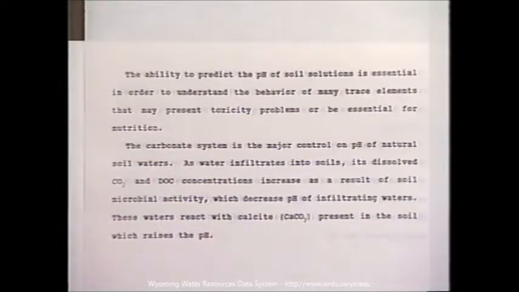Okay, the major control for pH in soil solutions is the carbonate system. How that works: as water infiltrates into soils, its dissolved carbon dioxide and dissolved organic carbon concentrations increase as a result of soil microbial activities. Once you increase those two, the pH of infiltrating waters will go down. The infiltrating water, when it reacts with the calcite present in the soil, then calcite will try to bring up the pH of that water to around 8. This is the fundamental thing of how the whole carbonate system in soils works.